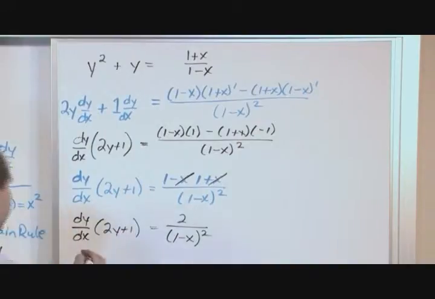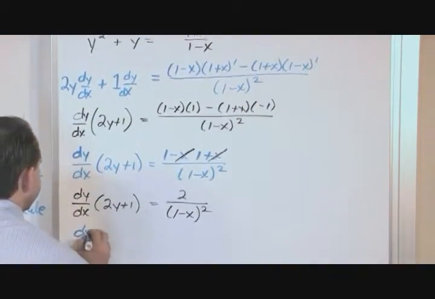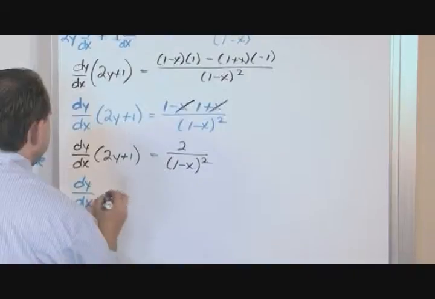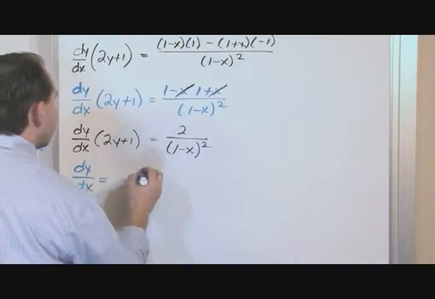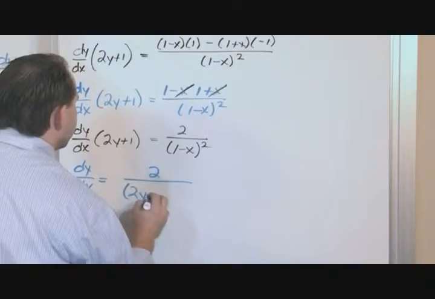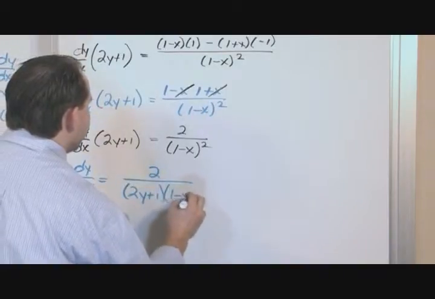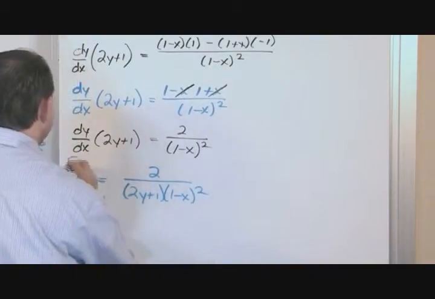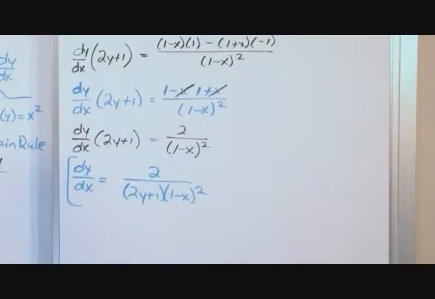So to finish this guy up, we'll just solve for dy dx. And we're dividing here, so what we're going to have is 2 over 2y plus 1 times 1 minus x squared. And that's the answer: 2 over 1 minus x squared times 2y plus 1. Now notice that this is the derivative of y with respect to x.